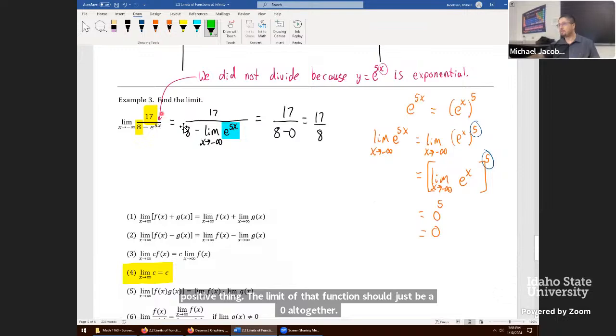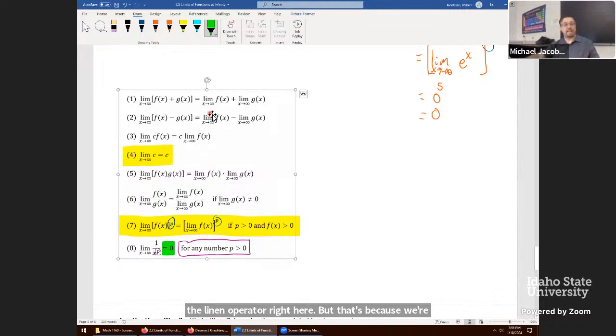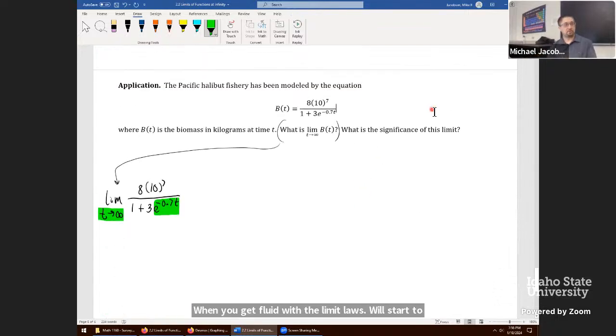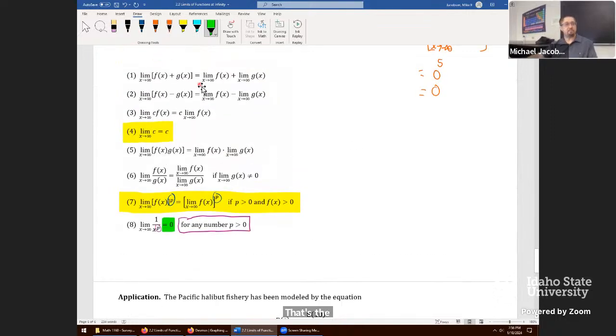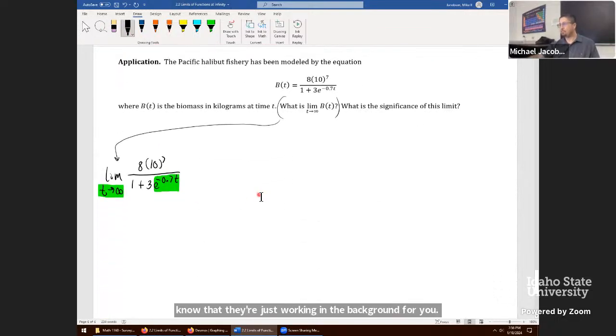Now, in example 3, we took an additional step to place the limit operator right here, but that's because we're learning the limit laws and what we can and can't do with it. When you get fluent with the limit laws, you'll start to take them for granted, but that's the goal, to be fluent enough with all these limit laws that you don't have to look at and cite them. You'll know that they're just working in the background for you. In this problem, here's what would happen. In one step, this is a constant, we'll ignore it. That's a constant, so it's ignored. And this is a constant multiplying.